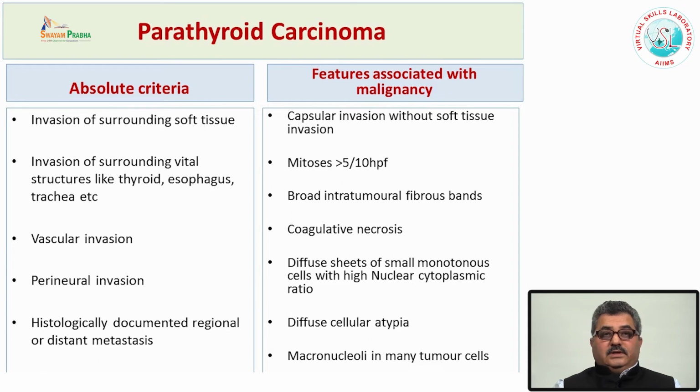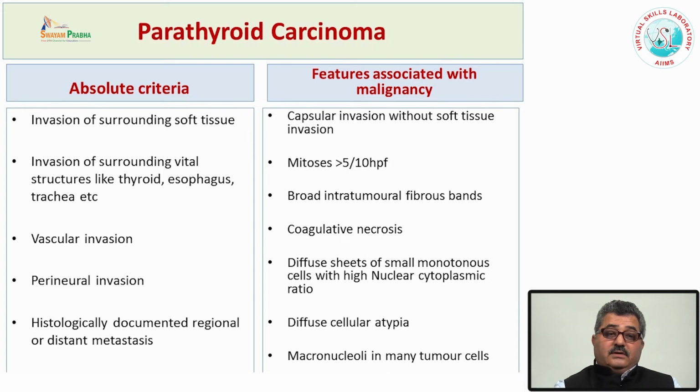Parathyroid carcinomas are difficult to differentiate from the adenomas, and there are some criteria which have been proposed. There are some absolute criteria, and there are some features which are associated with the malignancy. The most important absolute criterion for the diagnosis of parathyroid carcinoma is invasion of the surrounding soft tissue. But as I mentioned, sometimes there is cystic change in the parathyroid adenoma, which causes adhesions with the surrounding soft tissue and can mimic invasion into the surrounding soft tissue.